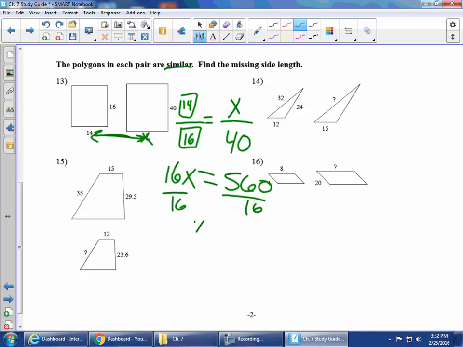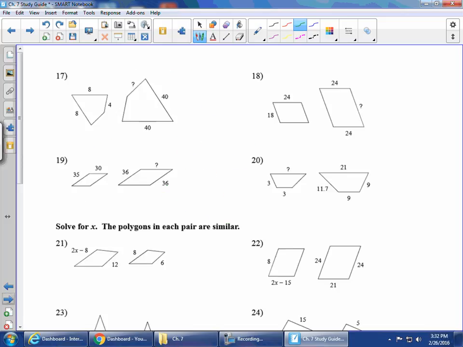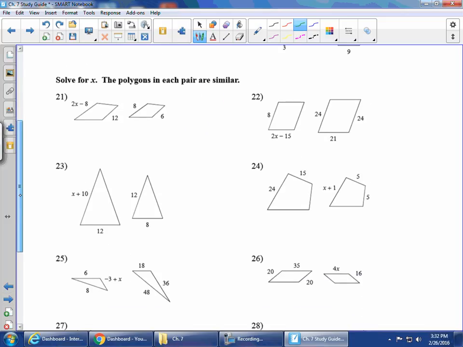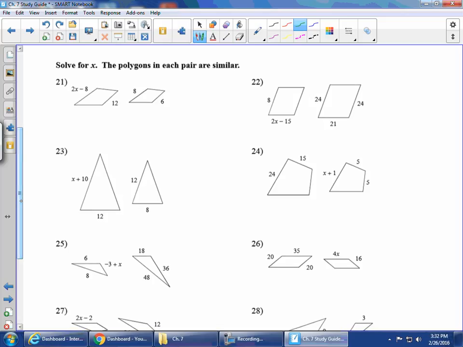And my value for x is 35. Do that on the rest of them. Moving on, same way of 17 through 20 is what I just showed you. Number 21, solving when you have x. Same principle, it's just you have an algebraic expression over just a plain old x.